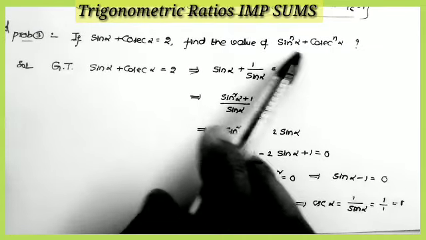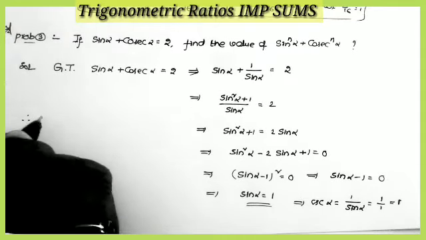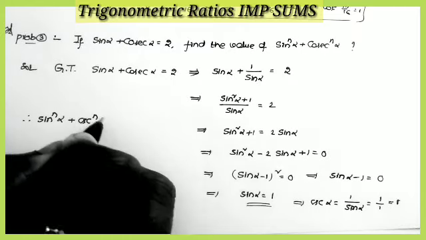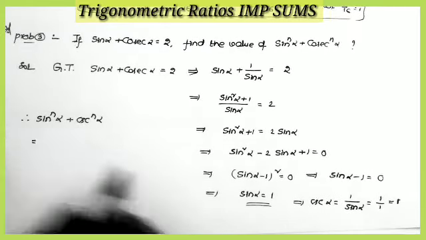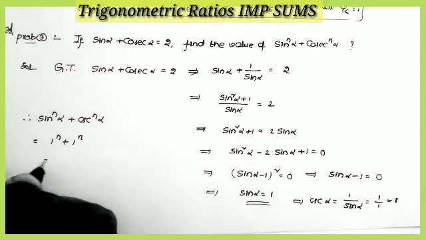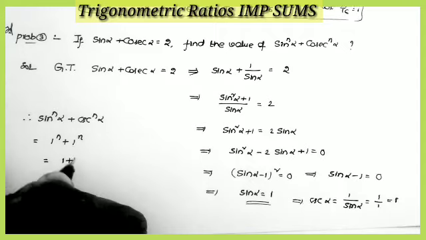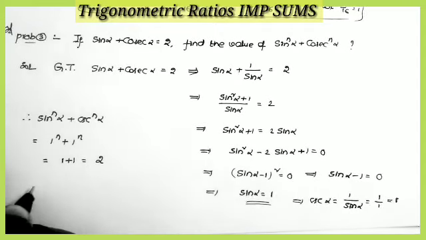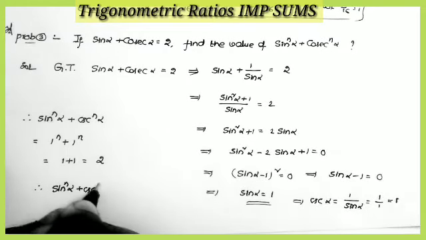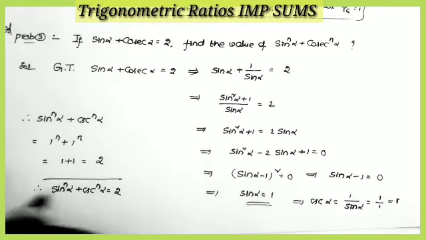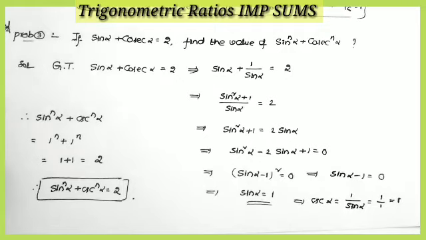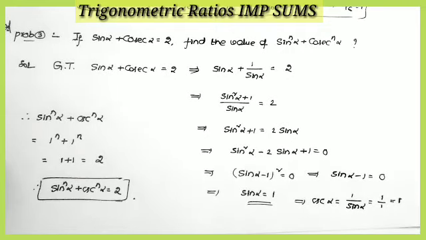But what is the given question? We want this value, so finding that. The value of sin power n alpha plus cosecant power n alpha is equal to sin alpha value 1 power n plus cosecant alpha value 1 power n. 1 power n is equal to 1, and 1 plus 1 is equal to 2. Therefore, the value of sin power n alpha plus cosecant power n alpha is equal to 2. That's all. This is the answer. Understand all of you? So these are the most important 2 marks questions, and I will continue the remaining sums in the next video. Okay.